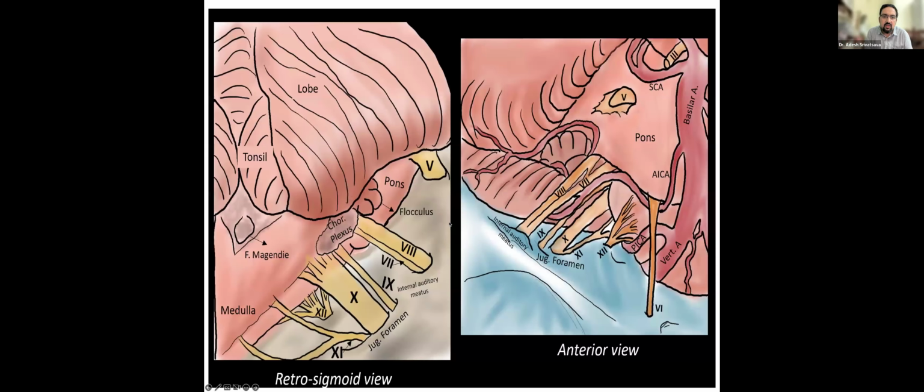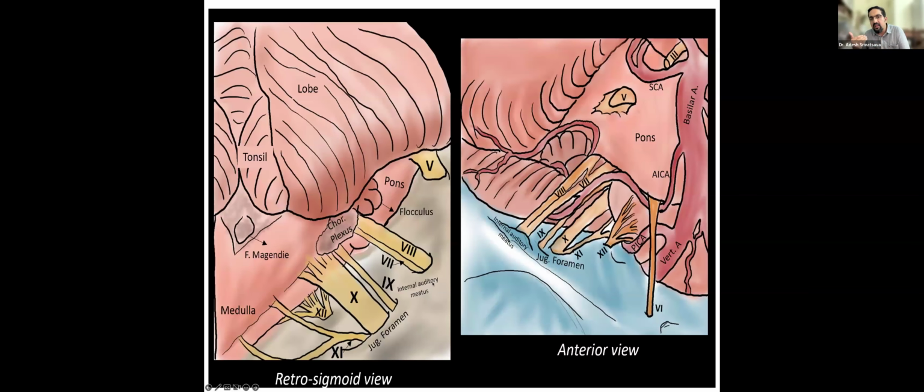Next, these two pictures. If one can see carefully, on the left hand side we see the picture of the CP angle as seen in the retrosigmoid approach, and we are seeing a little bit more inferiorly, as if we have also removed the foramen magnum rim. With this, you can see that on the top is the fifth cranial nerve, and at the bottom is the jugular foramen, wherein the lower cranial nerves are entering. At the medial most portion, one can appreciate the 12th cranial nerve going, and the middle part is the 7th and 8th cranial nerve complex going into the internal auditory meatus.